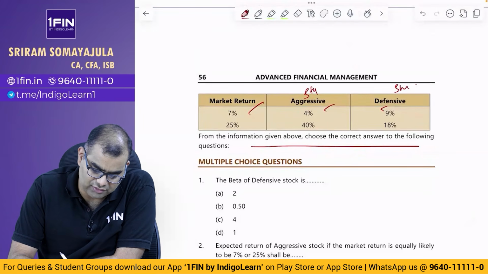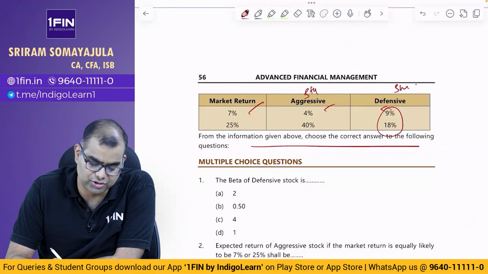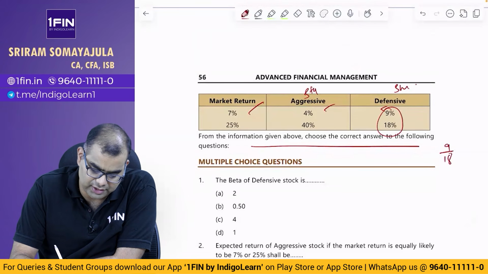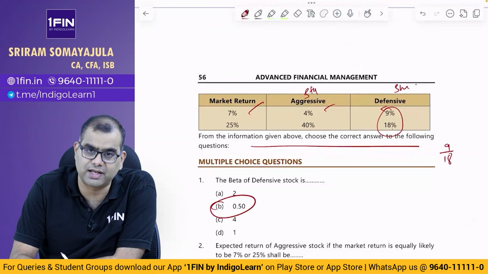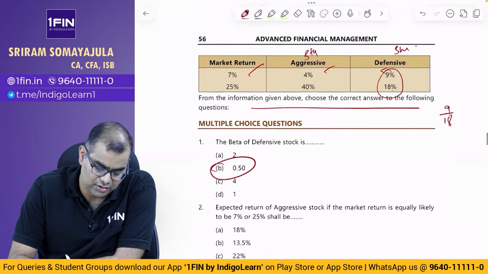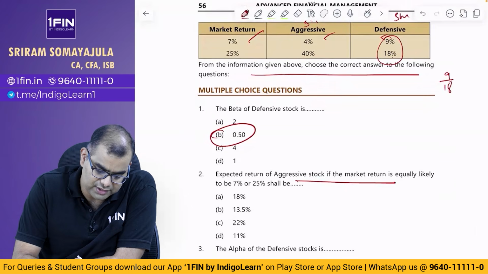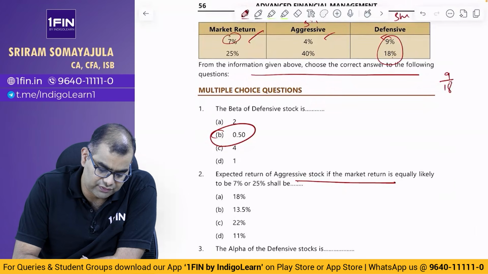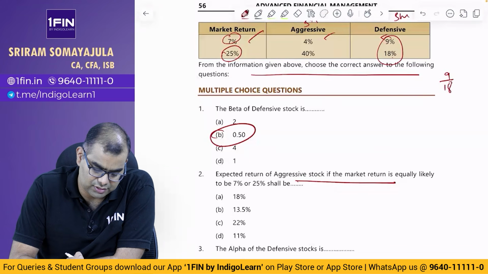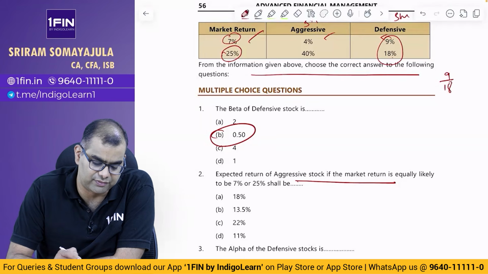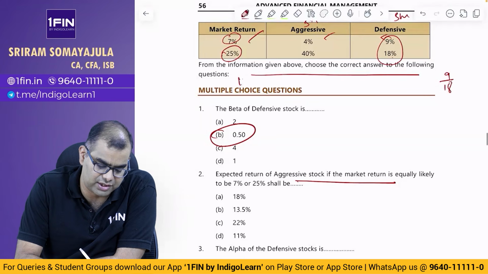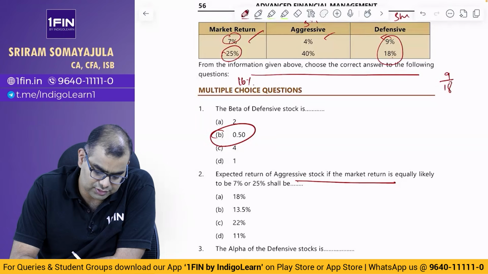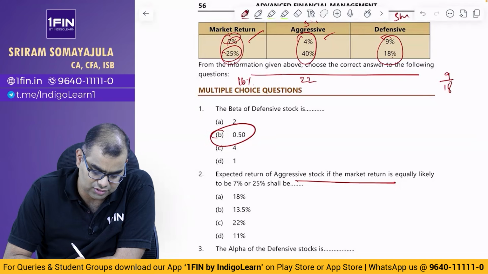The beta of defensive stock. What is the beta? Beta means change in return due to change in market return. That is 9 by 18.5. Very simple. 18 minus 9 is 9. 9 divided by 25 minus 7. Okay. Then expected return on aggressive stock. Aggressive stock, if the market return is equally likely to be 7 or 25. So if this is 50-50, that is 50%, 32 by 50 into 0.5, this is 16. So market return is 16. What is this going to be? So this will be 22. Why? It is average of these two. Here also it is average of these two, no? So it will be 22.